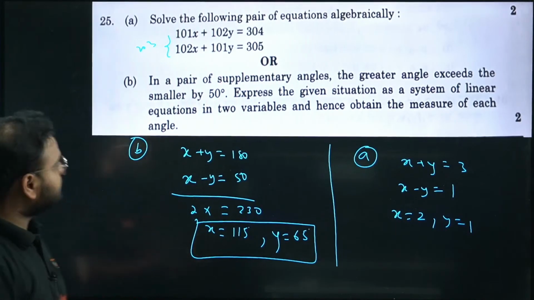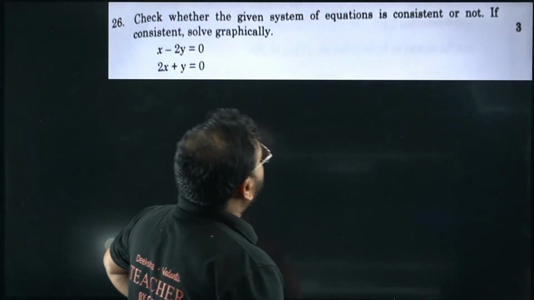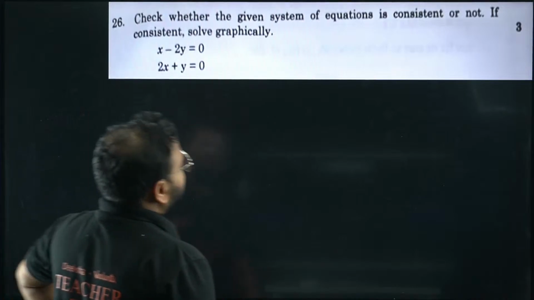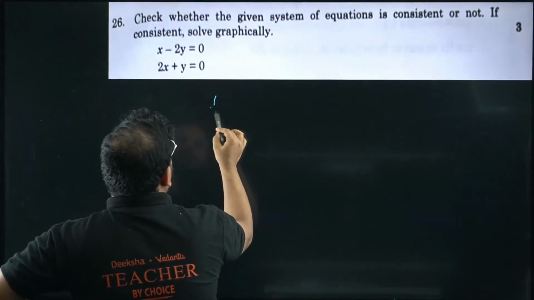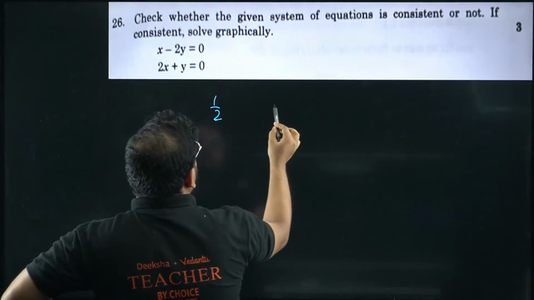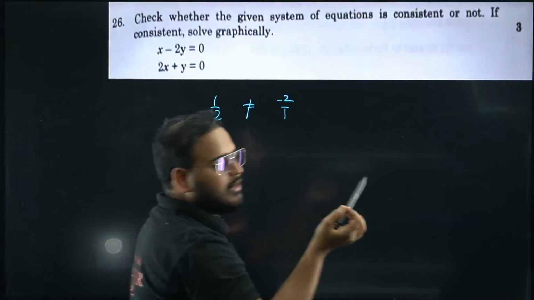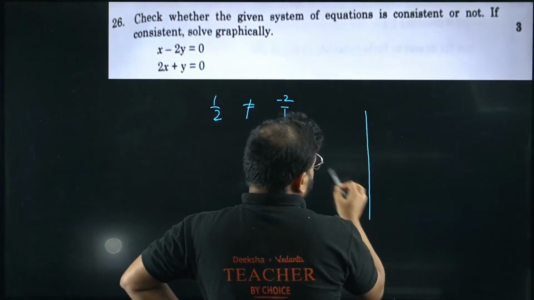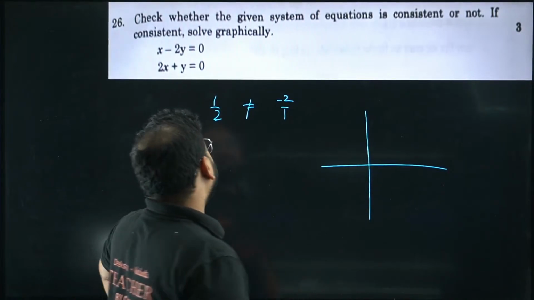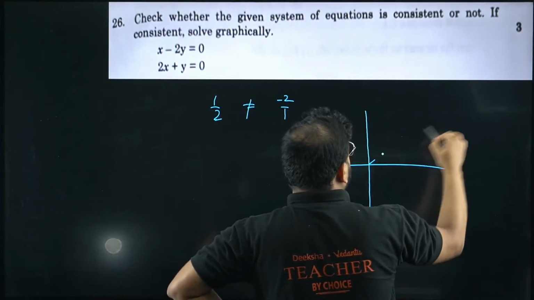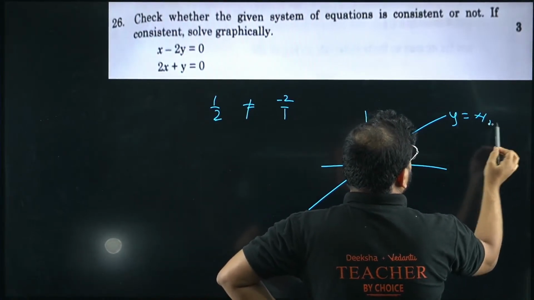26 now. Check whether the given system of equations is consistent or not. If consistent, solve graphically. So if you do this, you're going to get 1 upon 2 and the other one will be minus 2 upon 1. So they are not equal. It means they'll be consistent only. Solve this. You'll have y equal to x by 2, right? This is the equation, y equal to x by 2.